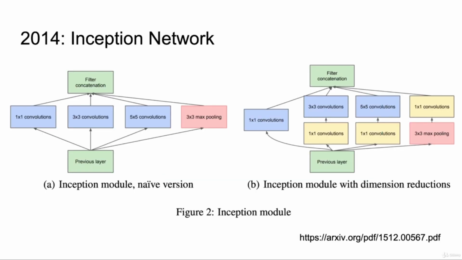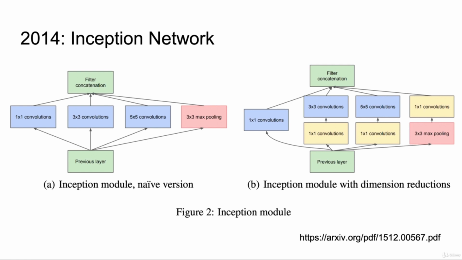For solving this problem, in 2014 the inception network was proposed. It consists of so-called inception modules. The naive version of inception modules is the following. We have some previous layer, the output of the previous layer, or it can be the input of the network.